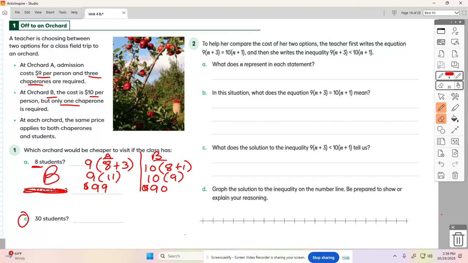I want you to do the same thing for 30 students. So you're doing the exact same thing, but this time it's 30 students.